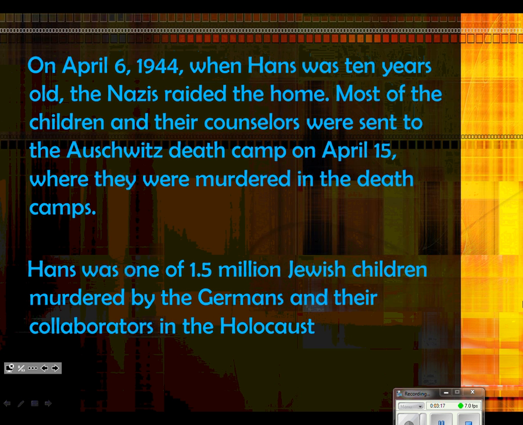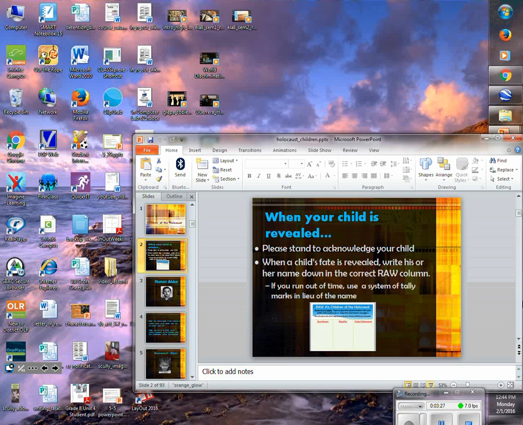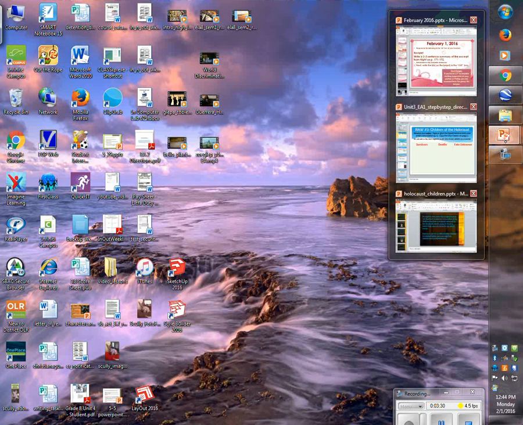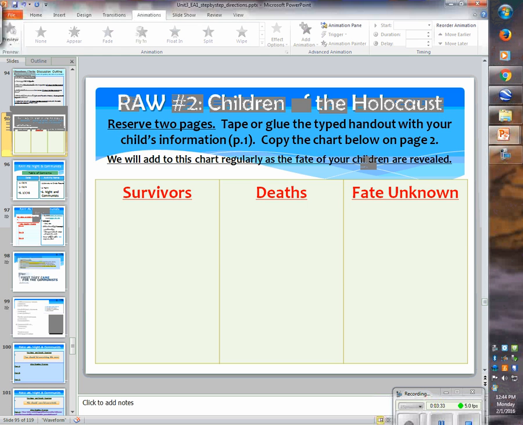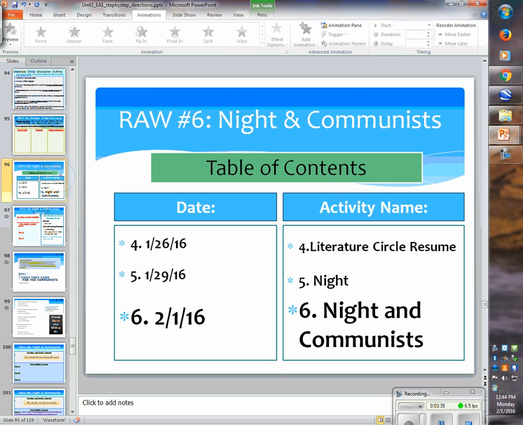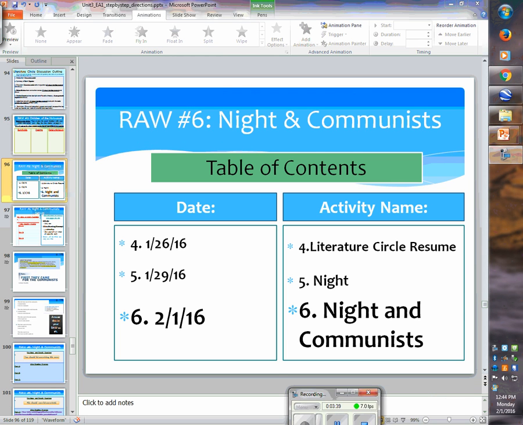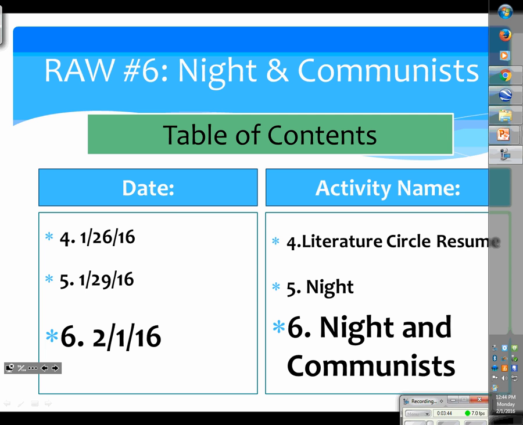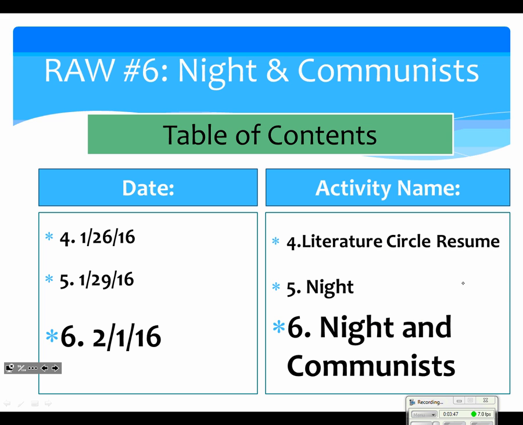All right, now don't close up your raw notebook, but I need you to go ahead and rewind to the table of contents. We're going to prepare our 6th entry. So the 6th entry, it coincides with entry 5, so it works with entry 5. Entry 6 is labeled Night and Communist. Again, it works with the entry that you folks prepared on Friday. It's really similar in the layout as well.